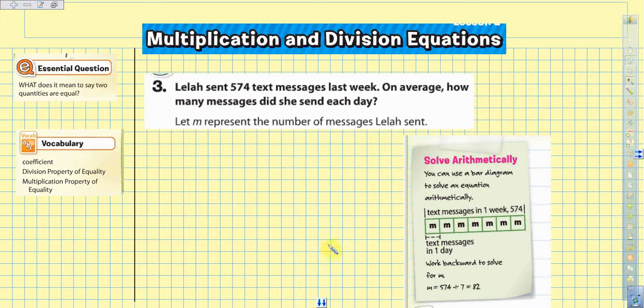Okay, so here we go. Word problem. Now remember what we were doing. We were dividing on both sides. And we have an equation. So for this word problem, you're going to have to write an equation, and you're probably going to have to divide on both sides.